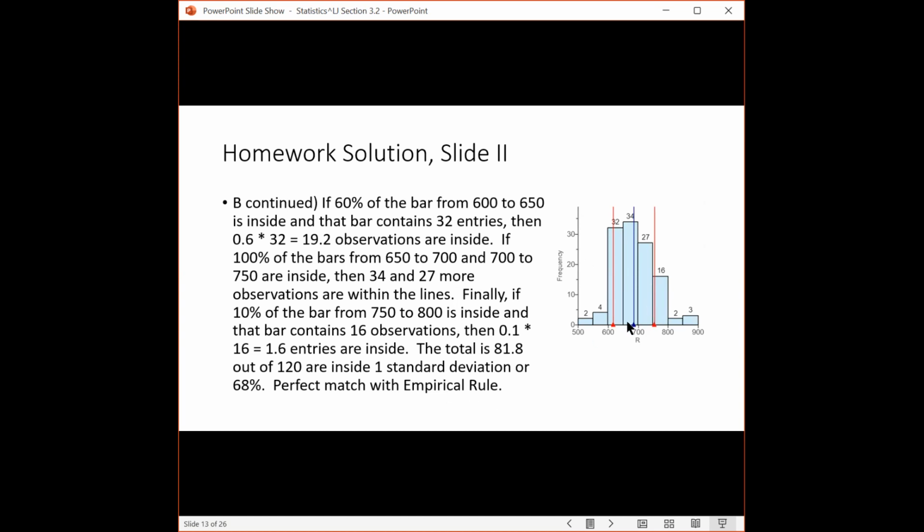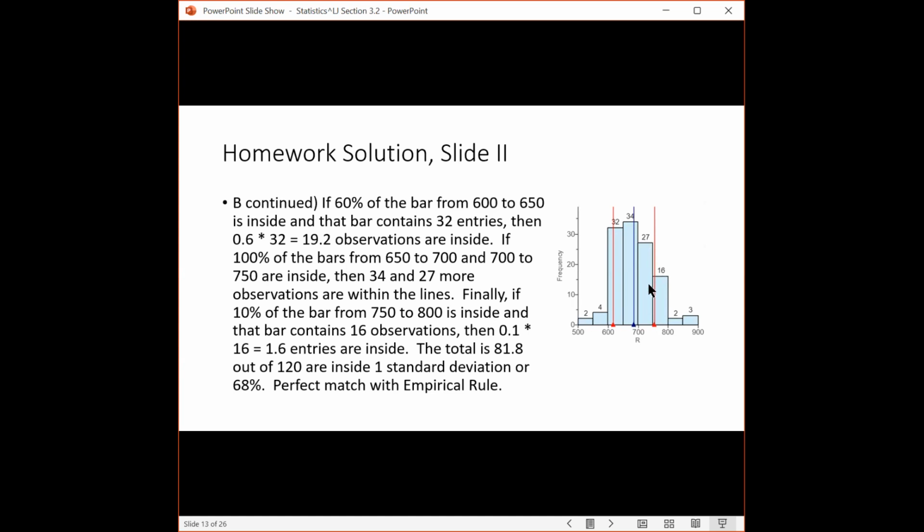Next, this bar, all of it is within the interval, and we've got 34 observations there, so all 34 are within. The next one, the entire bar is within, and it contains 27, so we've got 27 more observations that are between the 2 red lines or within 1 standard deviation. And then finally, we've got 16 observations that are in this bar, and we said 10% was within the interval, so 10% of 16 is 1.6.